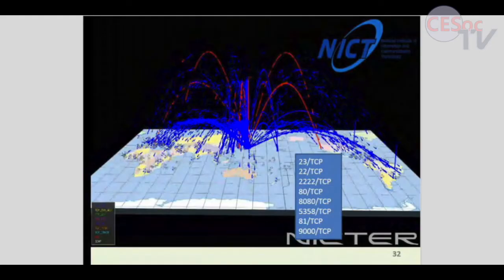We captured this visualization about 4 days ago, and these scans are dominant compared with all the scan behavior in the NICT darknet monitoring. More than 50% of scans are related to IoT devices. It's very, very serious.